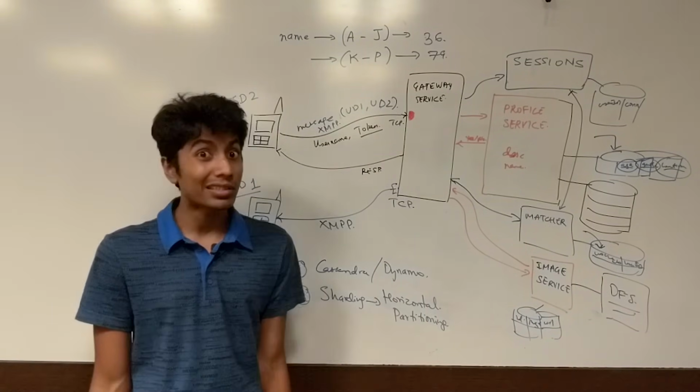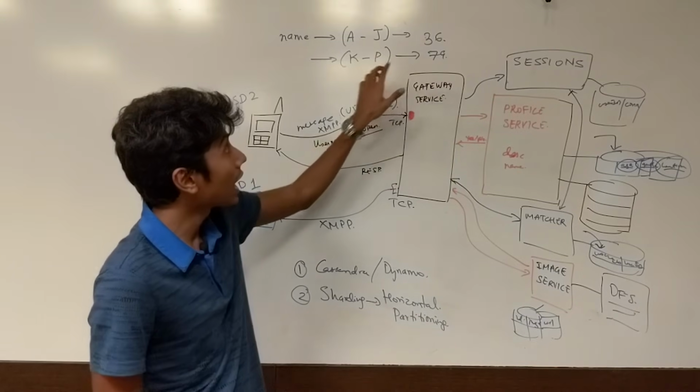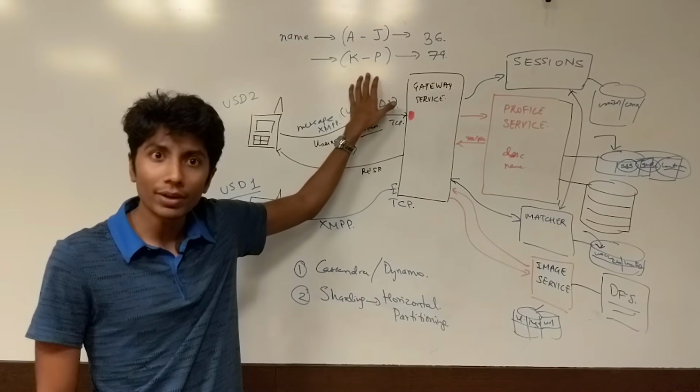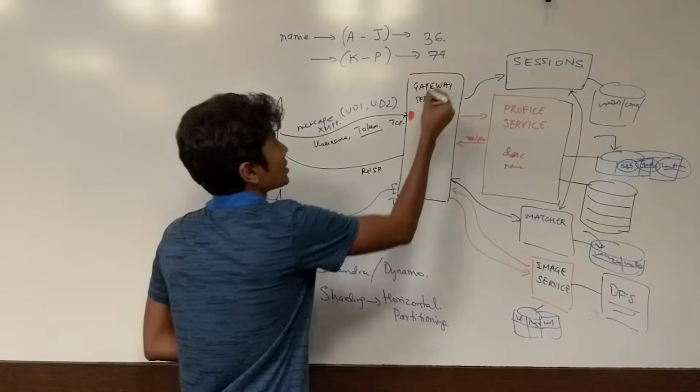As usual, what about the single point of failure? What if this node crashes? Are all users from K to P going to fail? I mean, are the requests going to fail? No, you can have a master-slave architecture.